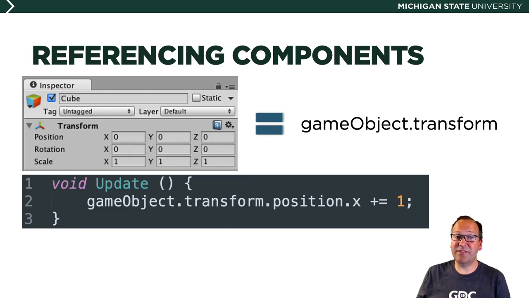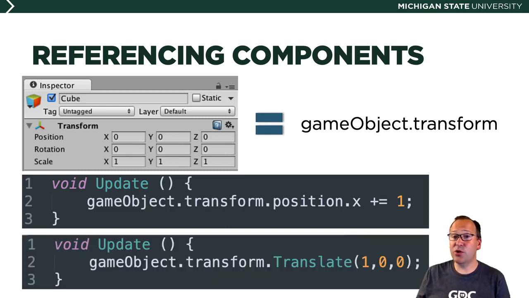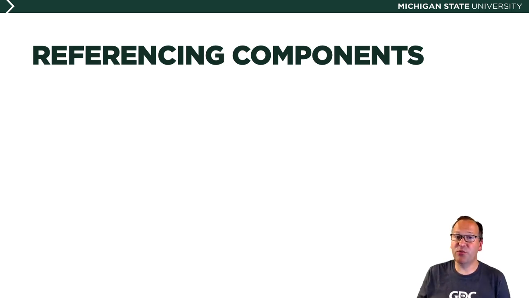It turns out that the transform class has a built-in translate function that will essentially do the same thing. So alternatively, we could use that to move the game object along the x-axis. The function takes 3 arguments, one for x, one for y, and one for z. As you can see here, I'm only modifying the x. Not all components are properties of the game object, like transform.